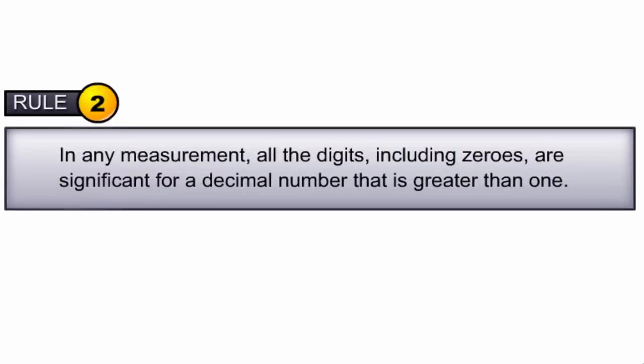The second rule says that in any measurement, all the digits including zeros are significant for a decimal number greater than 1.